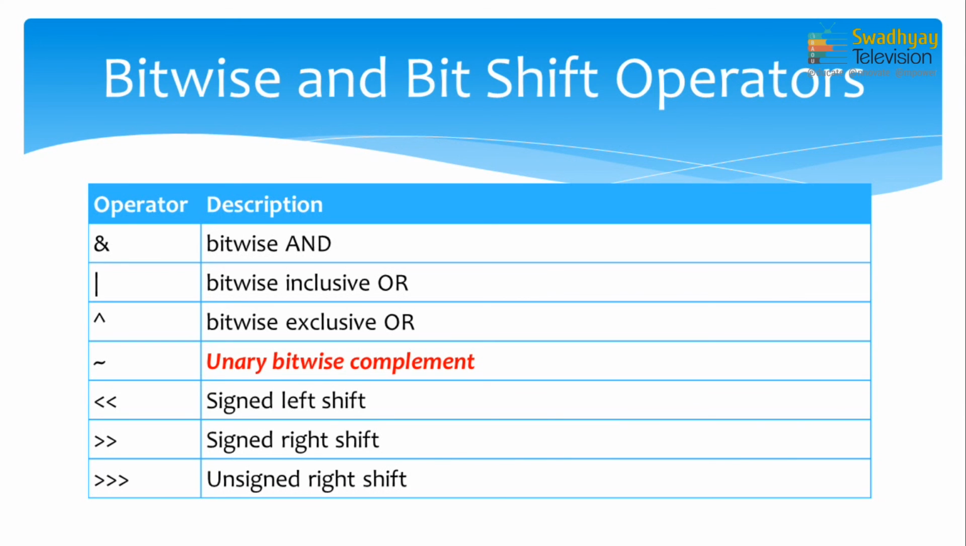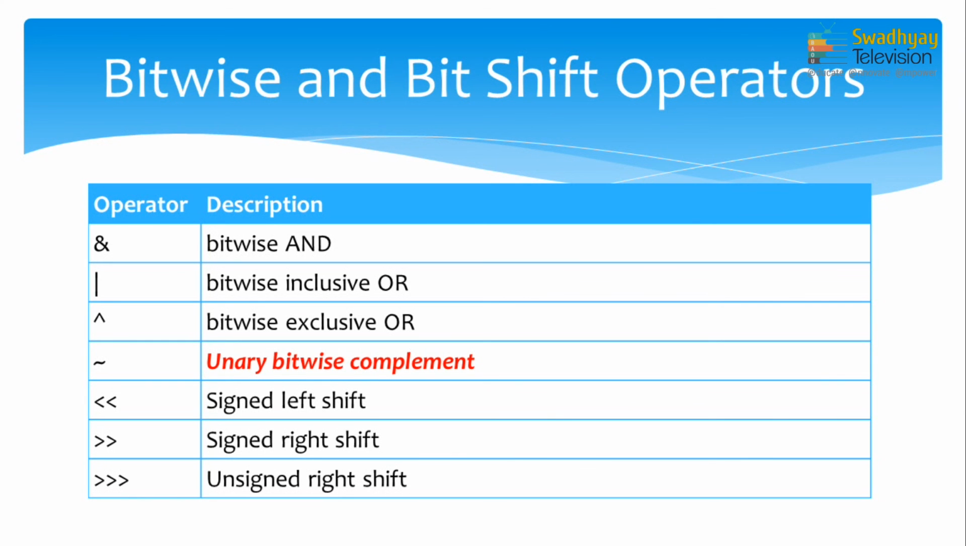The rest of the operators shown on screen are also known as bit shift operators, because they actually shift the bits from their position. For that we have signed left shift, signed right shift and unsigned right shift. So, these are called bitwise operators and bitwise shift operators.